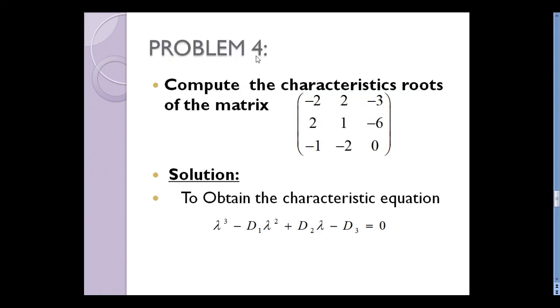Now we will see problem 4. Compute the characteristic roots of the matrix. So here I want to find out the characteristic roots. Characteristic roots can be calculated from the characteristic equation. It is a 3 cross 3 matrix. So we apply lambda cube minus d1 lambda square plus d2 lambda minus d3 equal to 0.